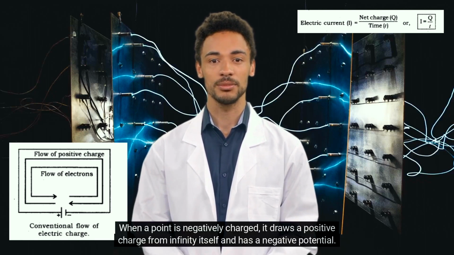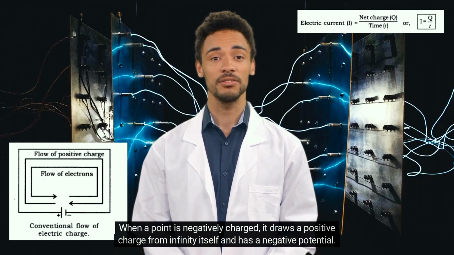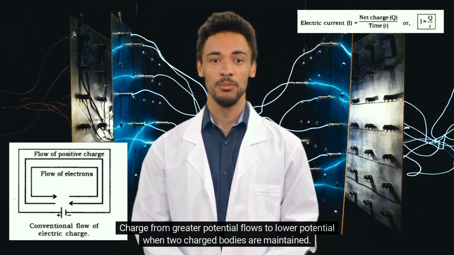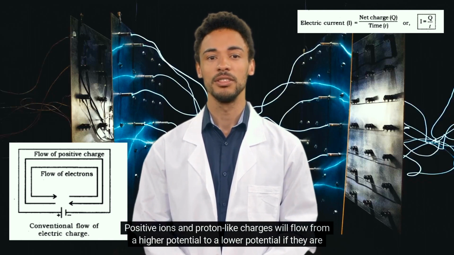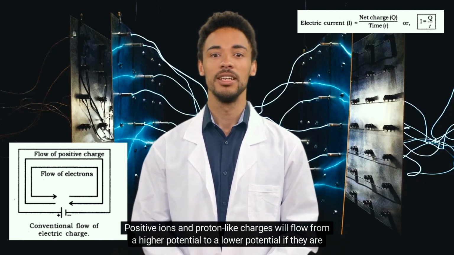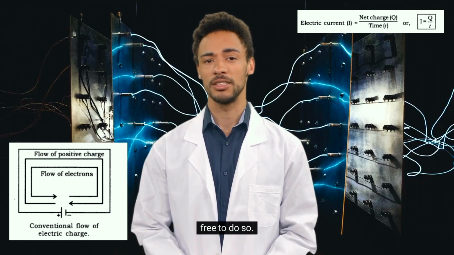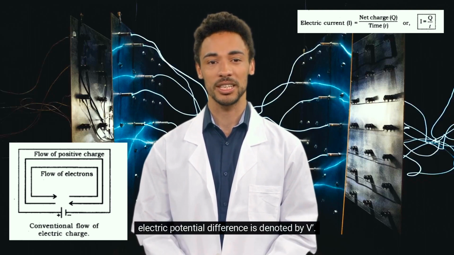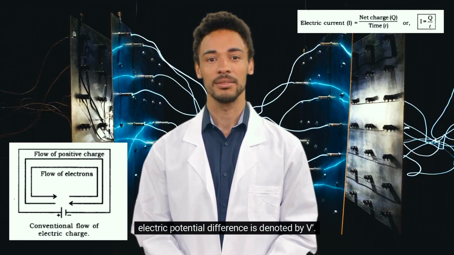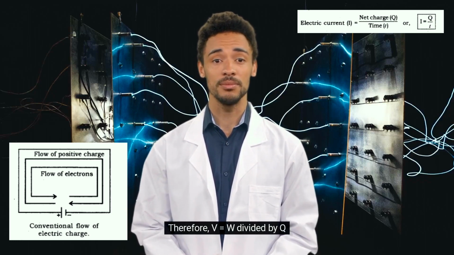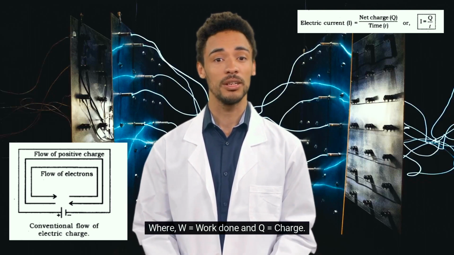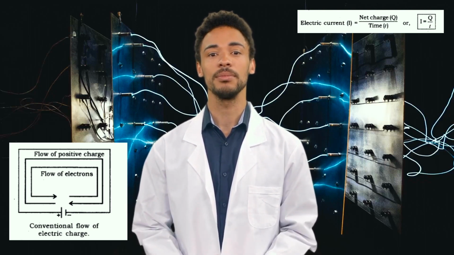When a point is negatively charged, it draws a positive charge from infinity itself and has a negative potential. Charge from greater potential flows to lower potential when two charged bodies are maintained. Positive ions and proton-like charges will flow from a higher potential to a lower potential if they are free to do so. Electric potential difference is denoted by V. Therefore, V equals W divided by Q, where W equals work done and Q equals charge.